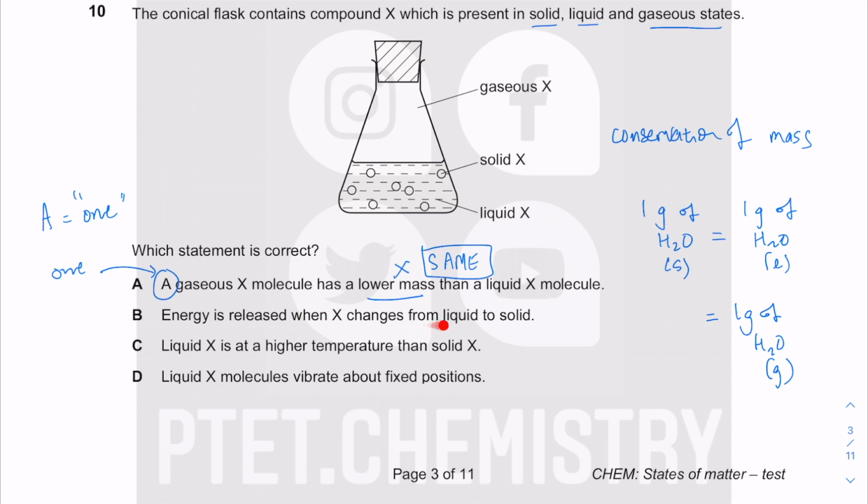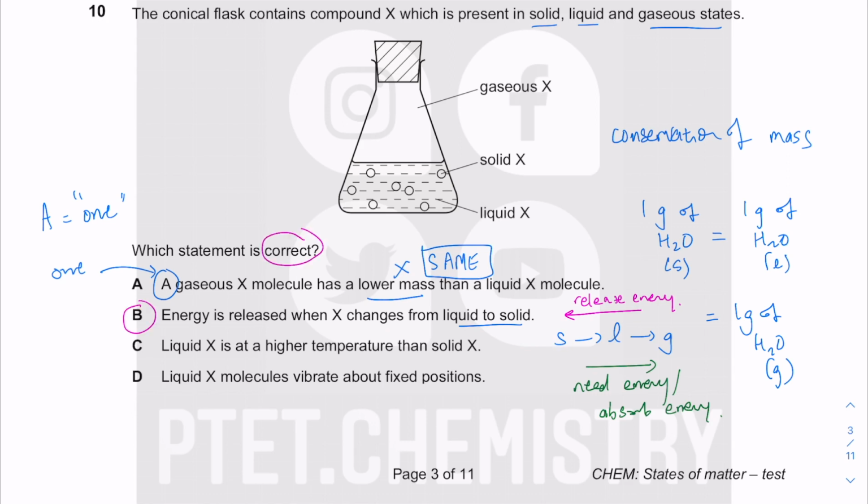Energy is released when X changes from liquid to solid. This is very similar to one of the questions that I covered earlier. So going this way, you need energy. So what we say is absorb energy, because you need to break the bonds, right? So if we go this way, that will release energy, because you're going the opposite way. If this needs energy, this releases energy when X changes from liquid to solid. So that is precisely correct. Hang on. Energy is released when X changes from liquid to solid.